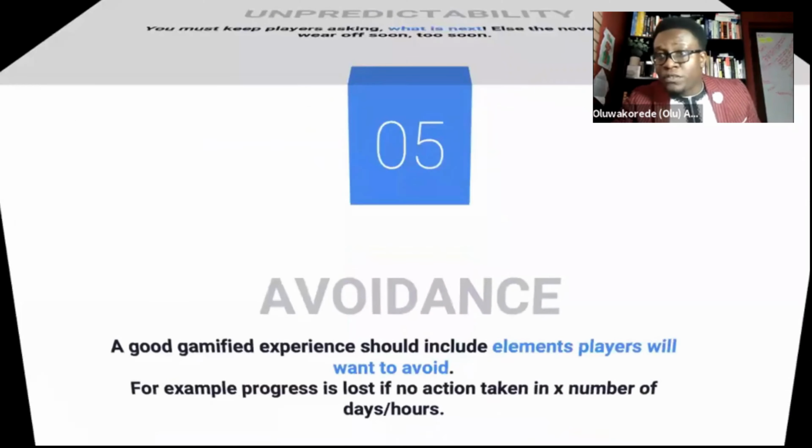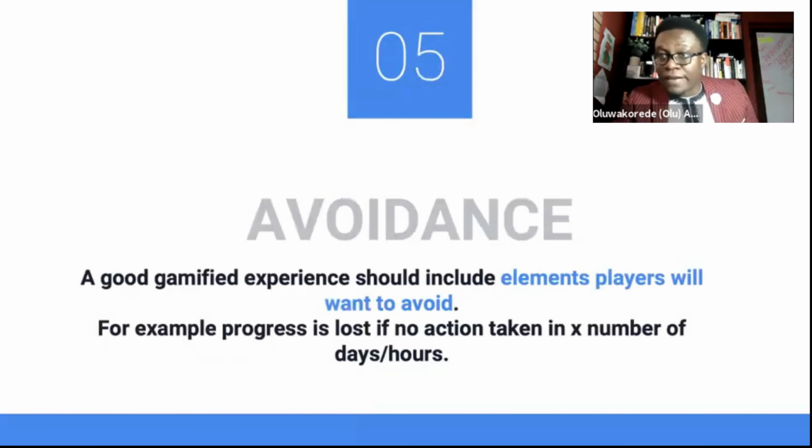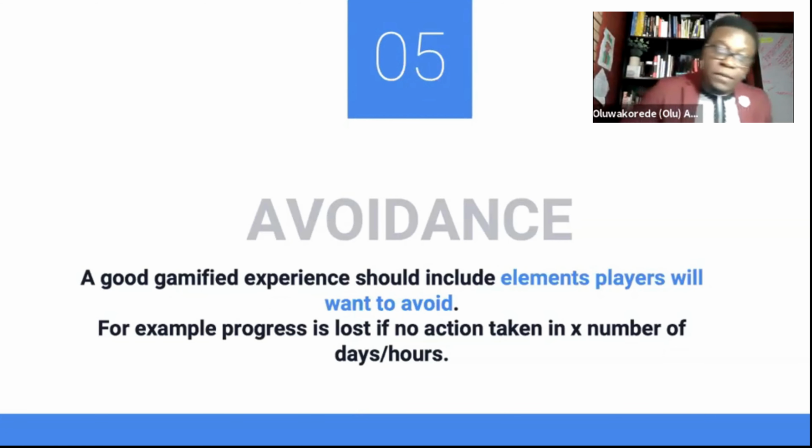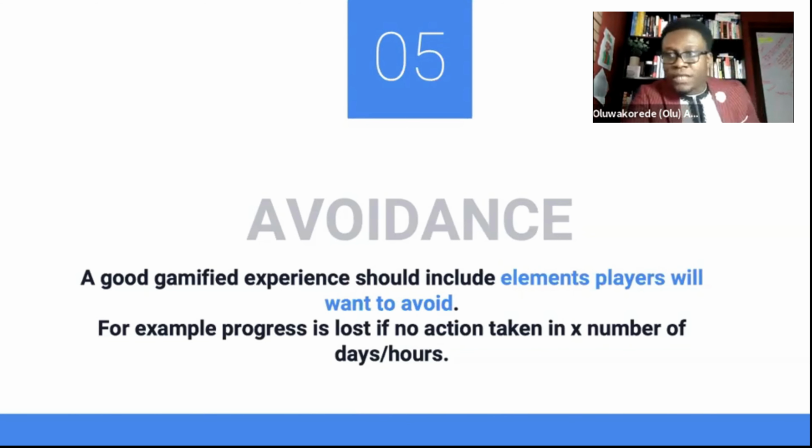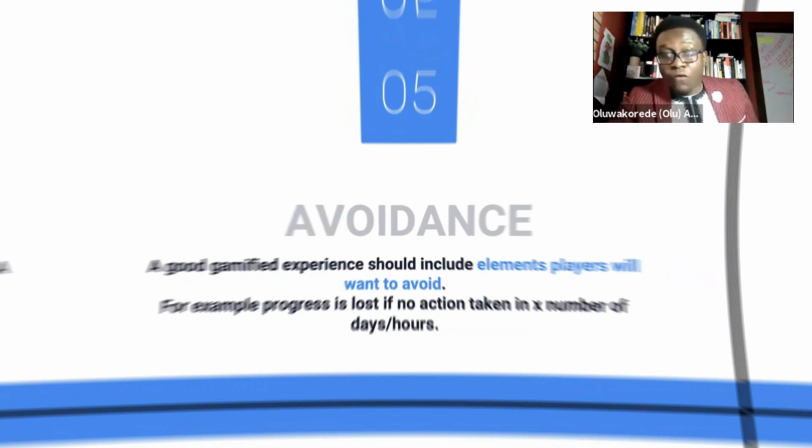You also need to build in things that customers or players of your gamified experience would like to avoid. So a good gamified experience should include elements players will want to avoid. If you make it such that progress is lost if players don't log in to play the game after X number of days, then you stand the chance of getting your players to show up and play the game more often until they finish. So it's super important that there should be some elements of avoidance.